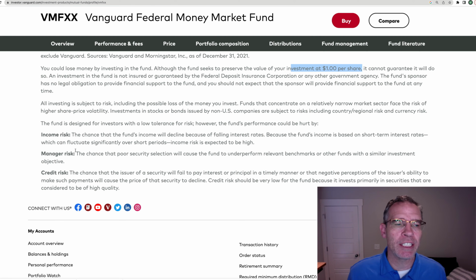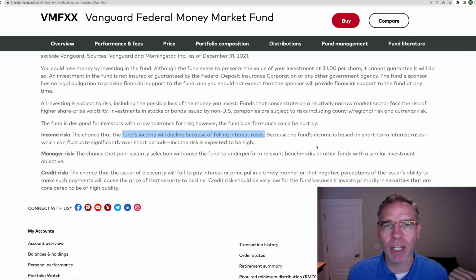Let's talk about risk. They quote 3 of them here. They talk about income risk. What is that? That's the chance that the fund's income will decline because of falling interest rates, because the fund's income is based on short-term interest rates, which can fluctuate over short periods of time. Essentially, your interest rate may go down. Well, that makes sense. If interest rates are going down, the yield on this is also going to go down.